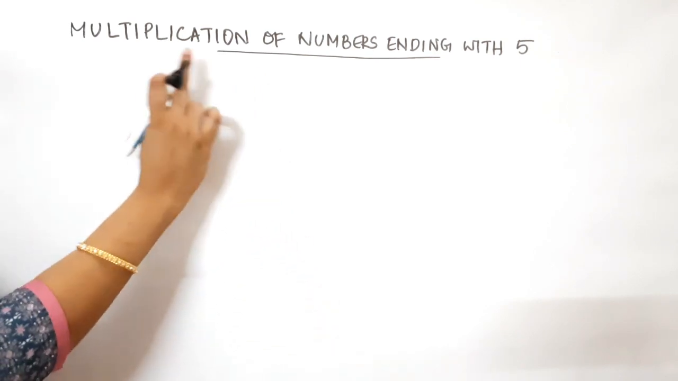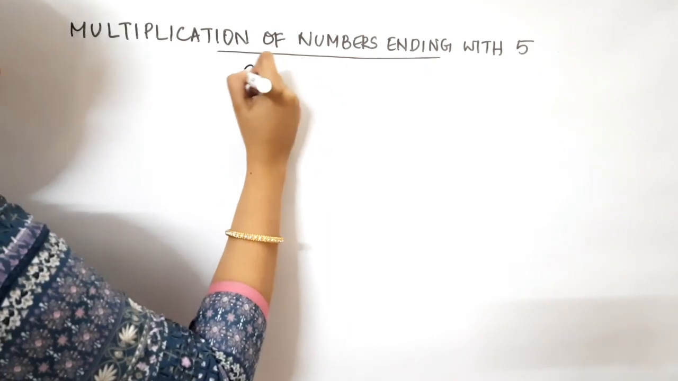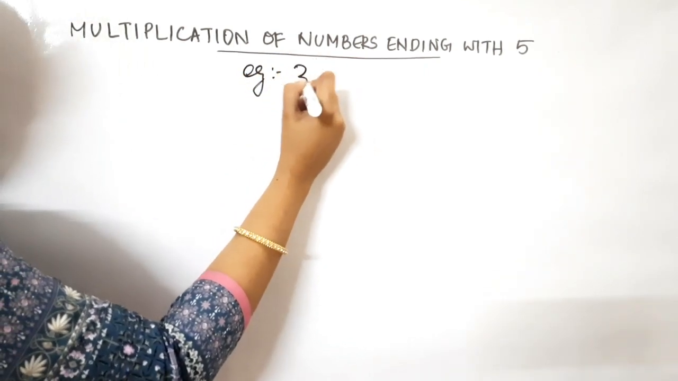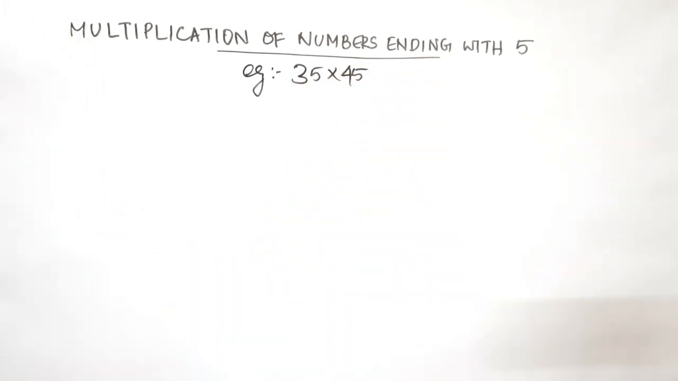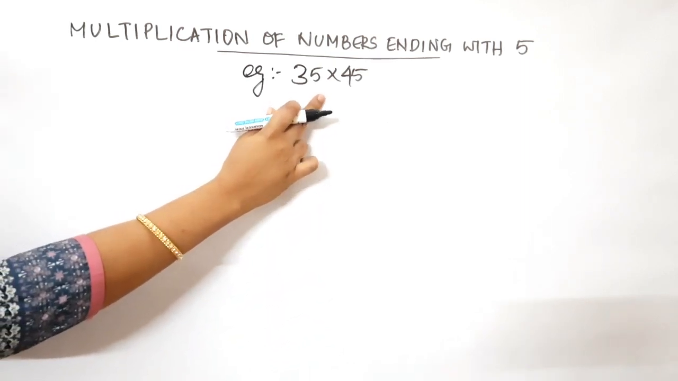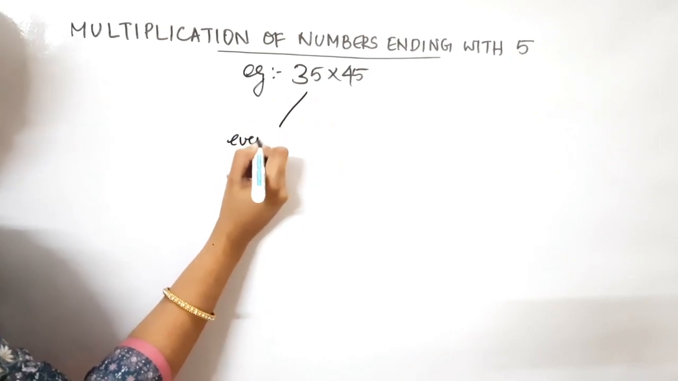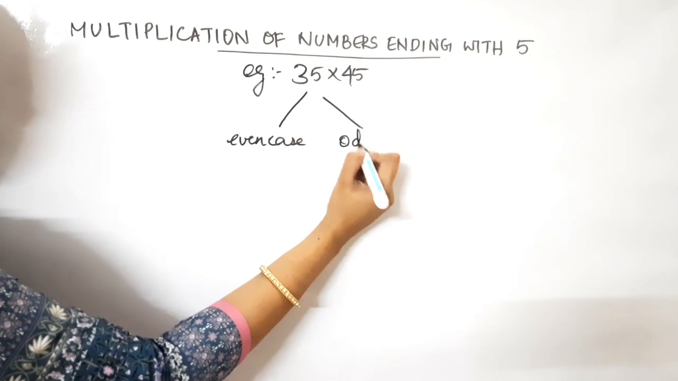Today I am going to explain a shortcut trick for multiplying numbers ending with 5. For example, 35 into 45. These kinds of problems can be classified into two types. The first one is the even case, the second one is the odd case.